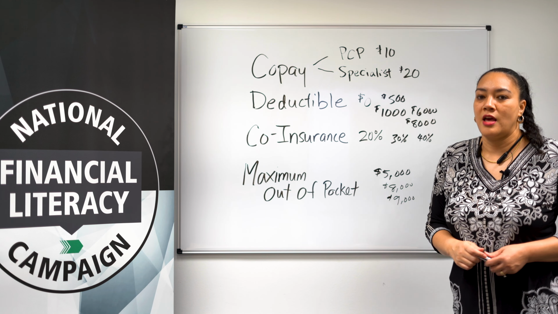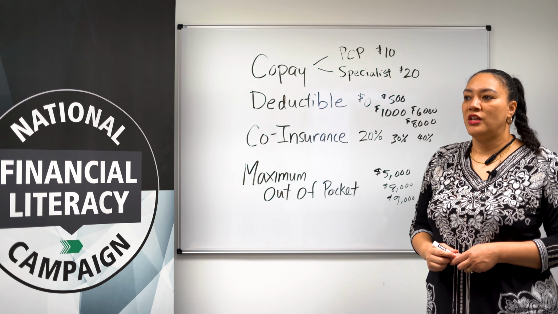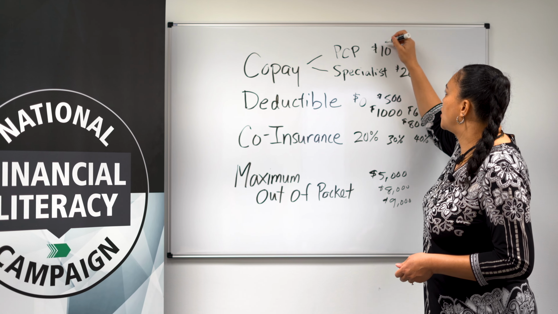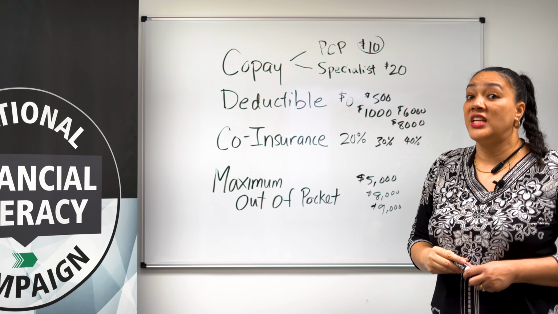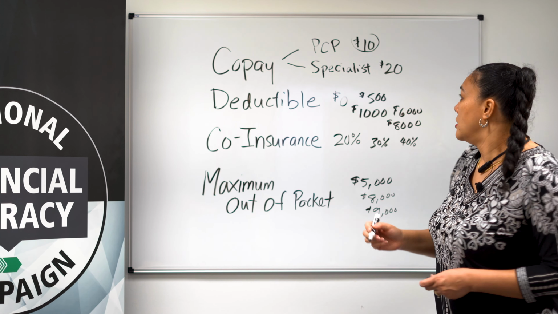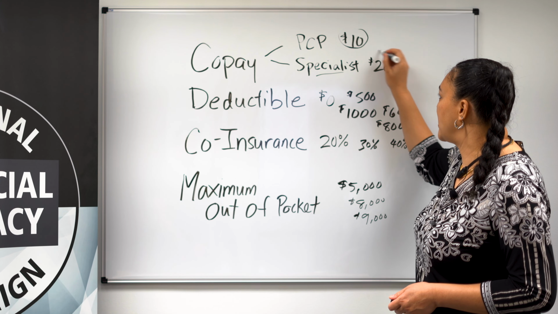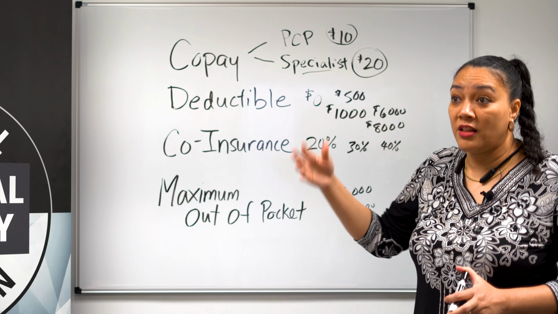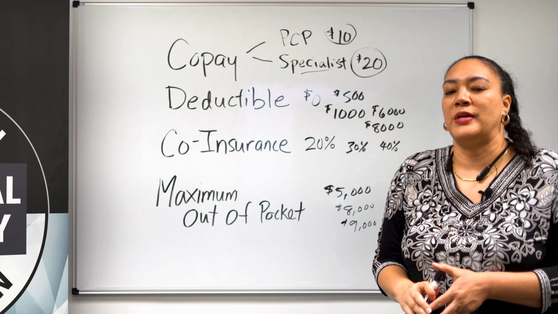So let's give an example. Let's say you go see your primary care doctor and you have a back pain. And then your primary care doctor charges you $10 to go in there to talk to them. They say, you know what, you need to see an orthopedic. So then you go book your appointment with the specialist, and then you go to see the specialist. They charge you whatever that specialist copay is. It could be $20, $30, $40. In this example, let's say it's $20. So you pay $20 to see the specialist.